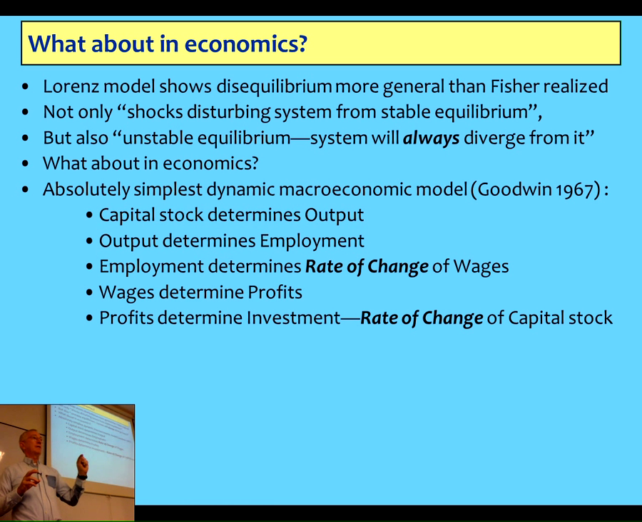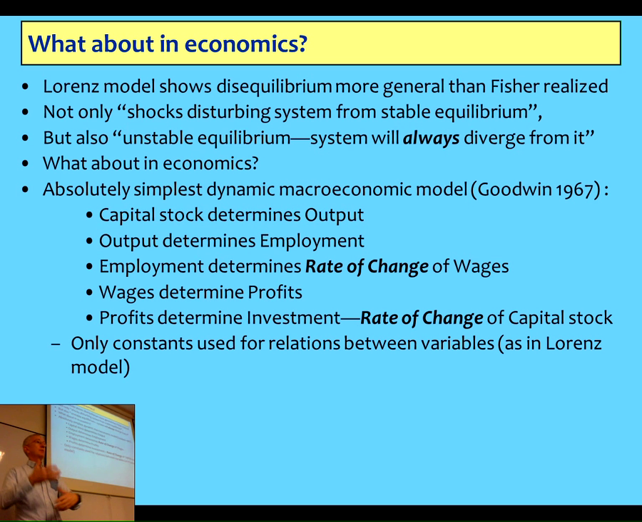Profits then determine investment. In this very, very simple model, Goodwin simply assumed that capitalists invest all their profits. Now, they just simply are investment machines. And the cost of investment is the rate of change of the capital stock. That then brings you back to the beginning, because I have capital stock up here and I've got its rate of change down here. So just using simple constants, let's see what we build as a model.